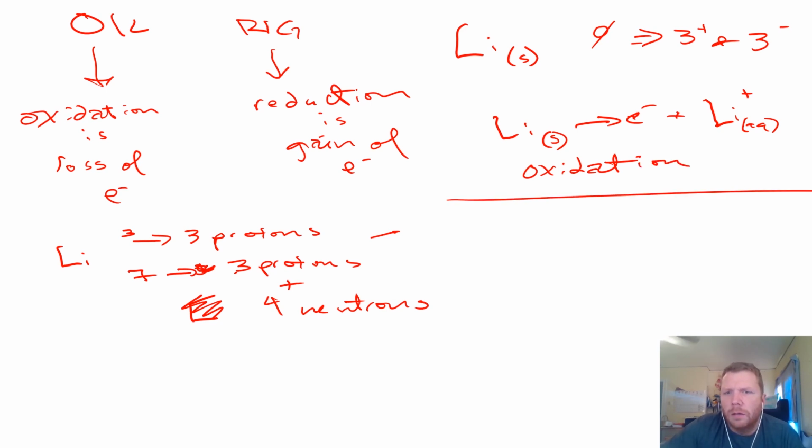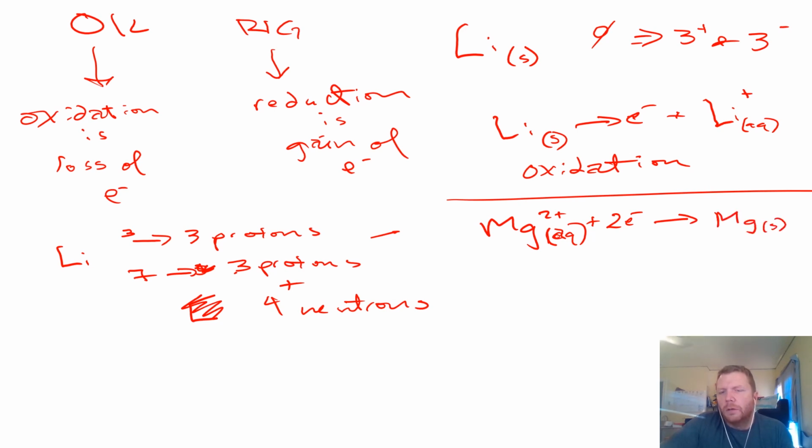Now let's say we have something like magnesium ions, aqueous. If we add 2 electrons to this, we're going to make something like magnesium solid with a 0 charge, because it previously had a 2+ charge. We added 2 negatives to it, and now it has a 0 charge. So now what we have is a solid magnesium. What this means is that these magnesium ions underwent reduction. So you could say that those magnesium ions were reduced.